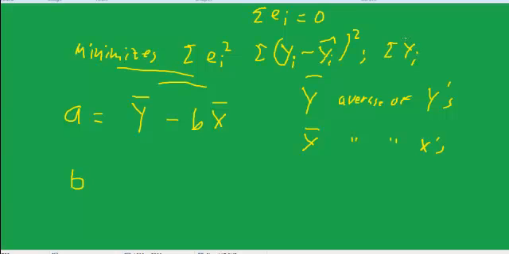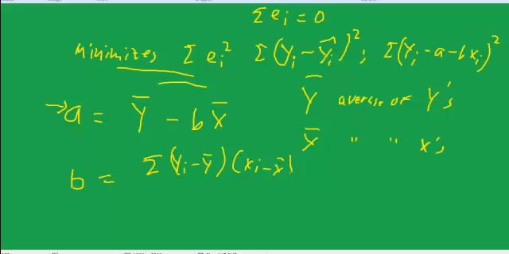You don't have to worry about this, by the way. I'm just doing it to show I can do it. So substitute for y hat, a plus bx. You get this, square it, and that's the thing you're minimizing. The solution for A is this, and the solution for B is this kind of ugly thing: the sum of yi minus y bar times xi minus x bar, over the sum of the xi minus x bar squared. Again, don't really have to know this.